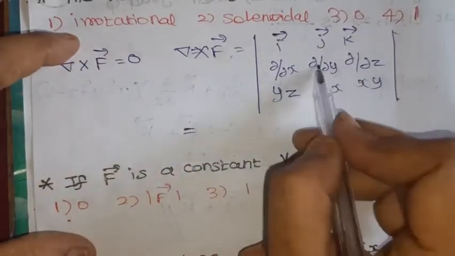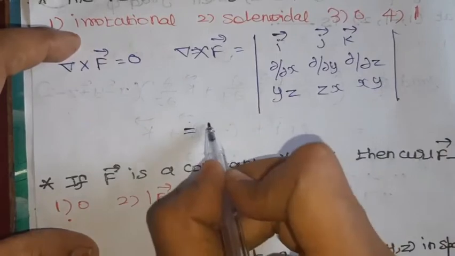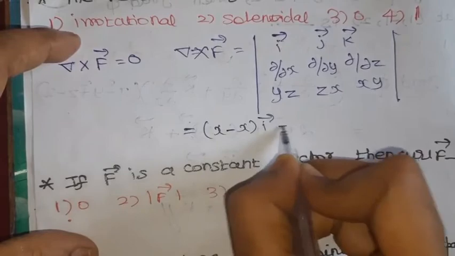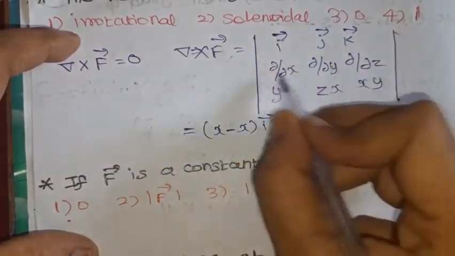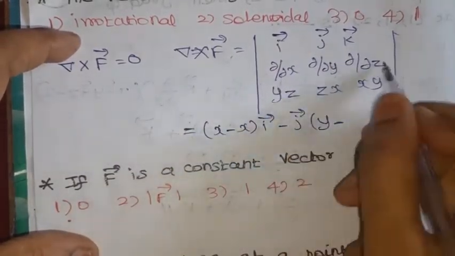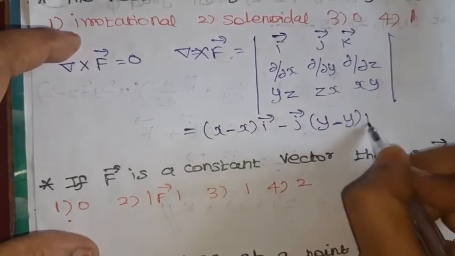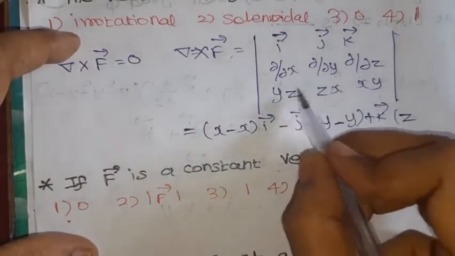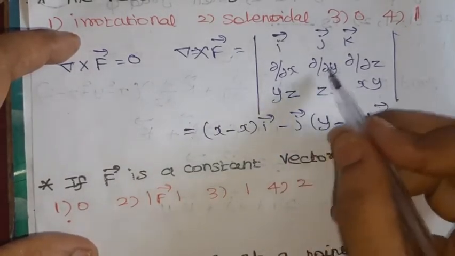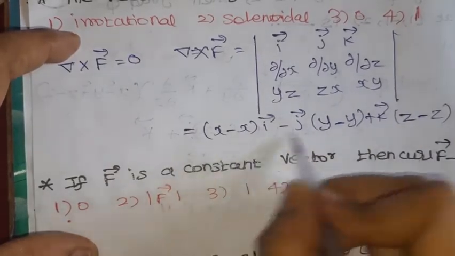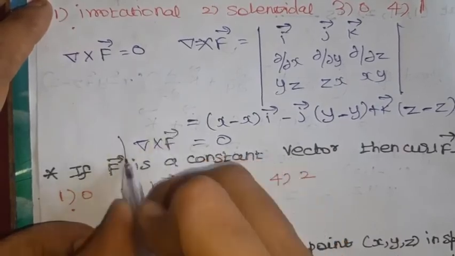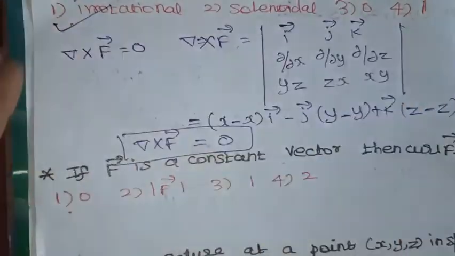So i into, ∂/∂y is nothing but x, ∂/∂z minus x. Then minus j into ∂/∂x is y, ∂/∂z is minus y. Plus k into ∂/∂x is z, ∂/∂y of yz is nothing but z minus z. So x minus x, we are getting 0. So del cross f equal to 0 means the given vector is irrotational. Okay, option 1 is the right option.